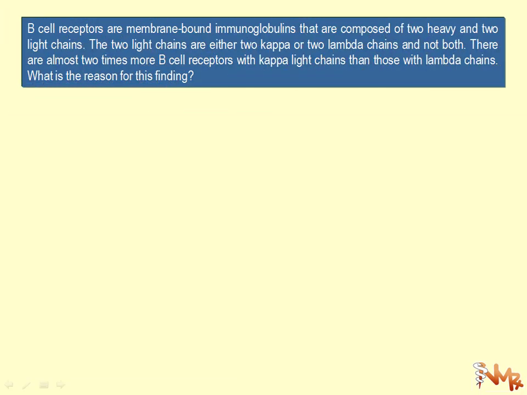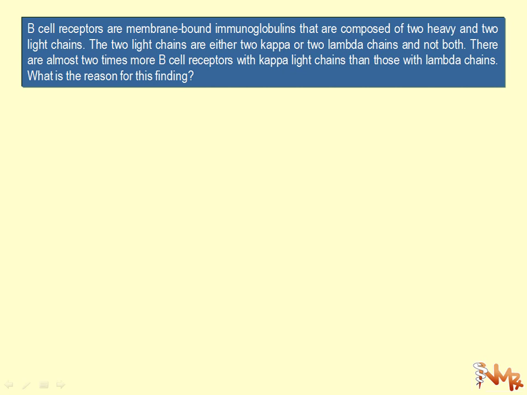B cell receptors are membrane-bound immunoglobulins composed of 2 heavy, 2 light chains. The 2 light chains, as we said earlier, are either 2 kappa or 2 lambda chains, but not both. Remember this fact, not both. So your immunoglobulins for the light chains, either they have kappa, at least for most part, because 3/4 are kappa and 1/4 of them are lambda, and not both. There are almost 2 times more B cell receptors with kappa light chains than those with lambda chains.